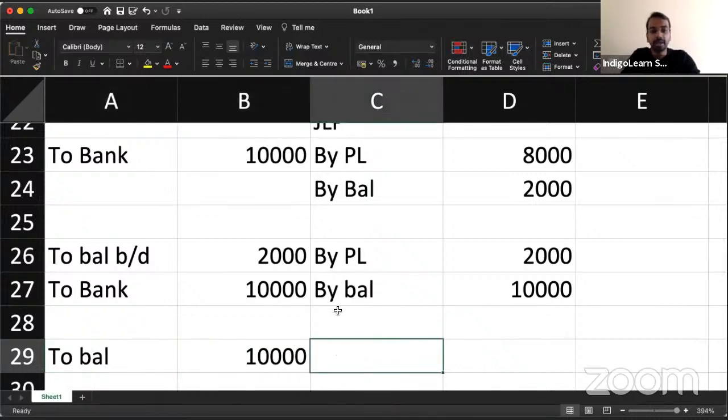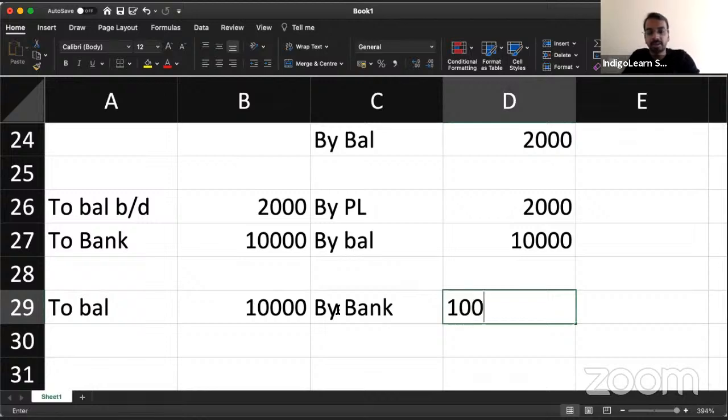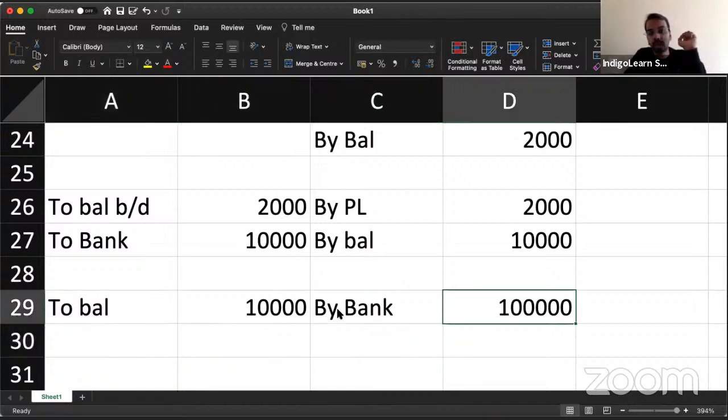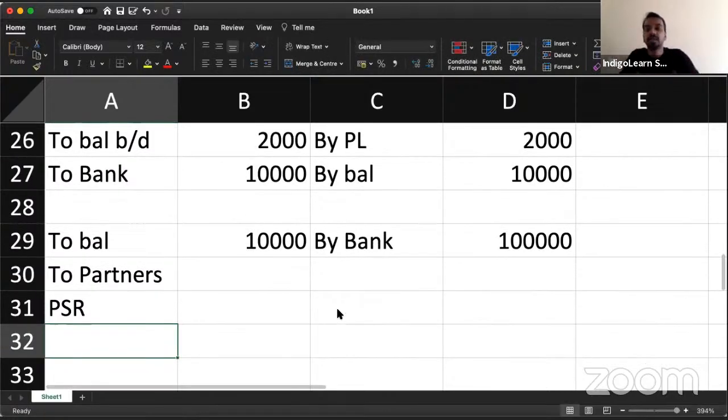Now, when the partner died, what happened? The insurance company paid you the entire amount. You will get by bank. Let us say 1 lakh is the policy term. Okay, so you will get 1 lakh. Now, 10,000 was the surrender value. You got 1 lakh. The balance will be transferred to the partners in their profit sharing ratio. This is how you treat the joint life policy account.